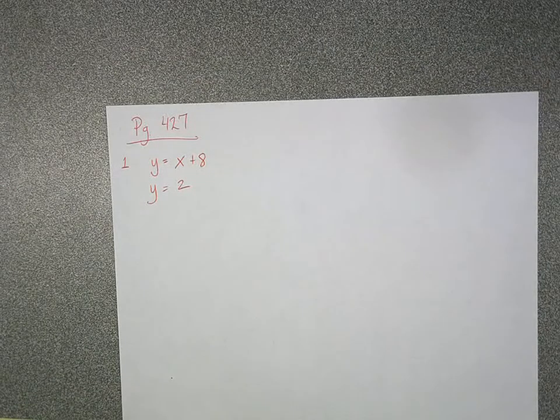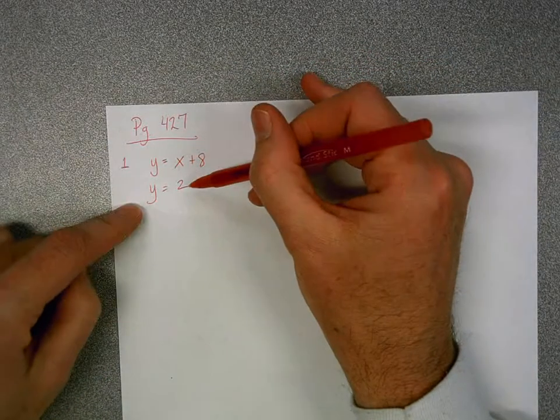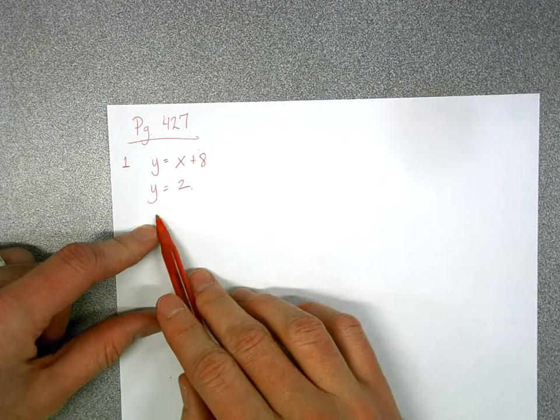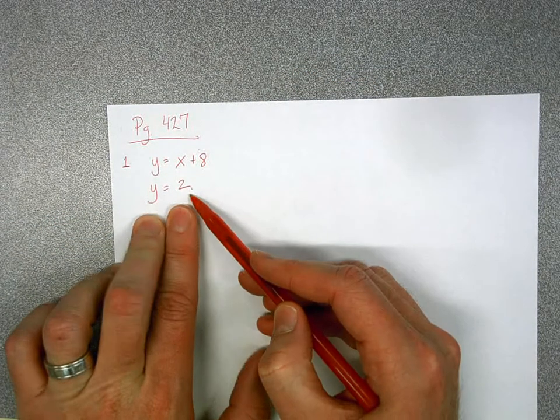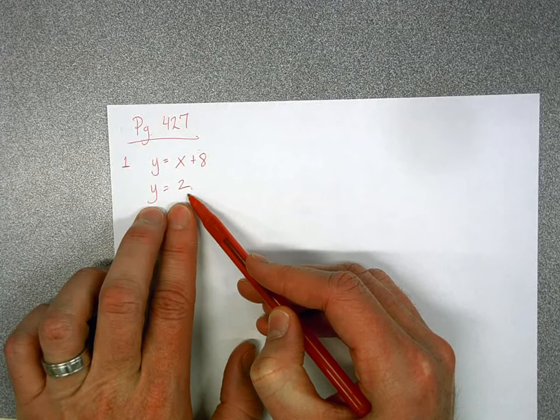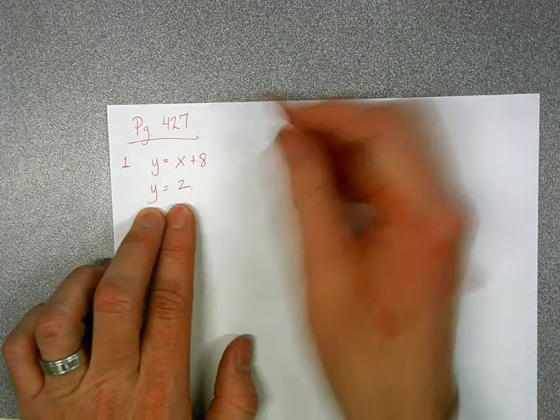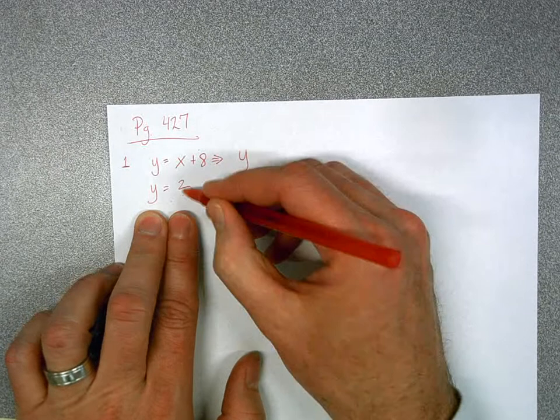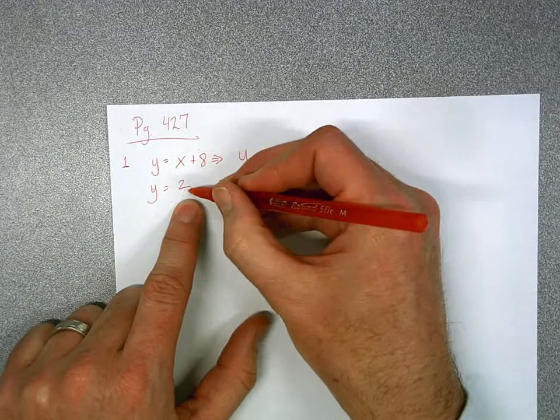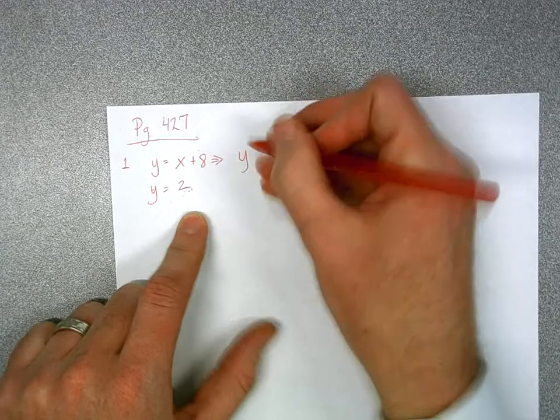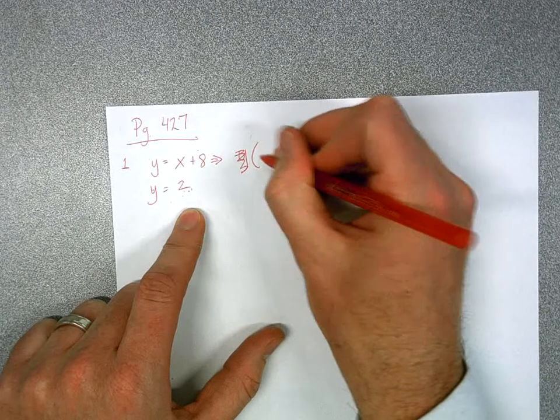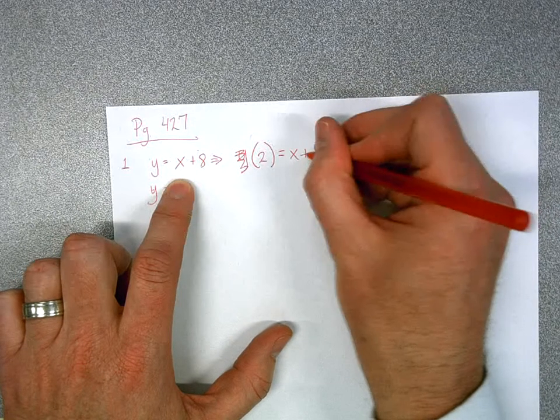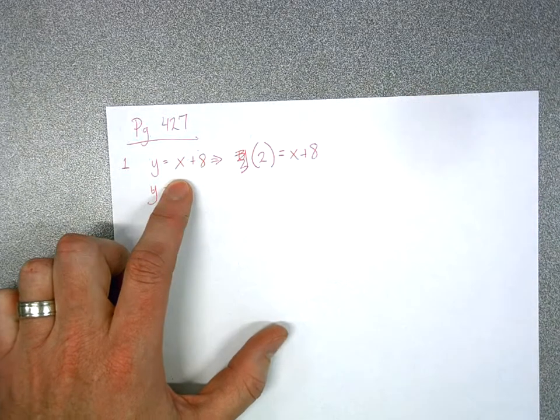So here's what I'm going to do. Very first thing, I actually notice that I already have the y isolated in both of them, but this one is very simplified. It just tells me exactly the integer that y is. So I'm going to take this and plug it into the other equation. So instead of y, I'm going to plug in 2. So instead of y equals x plus 8, it's 2 equals x plus 8.